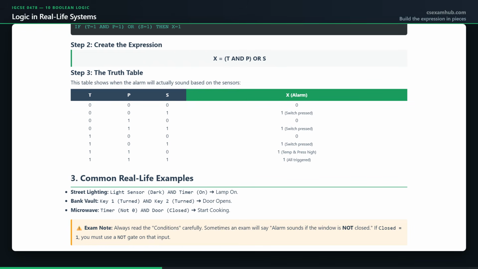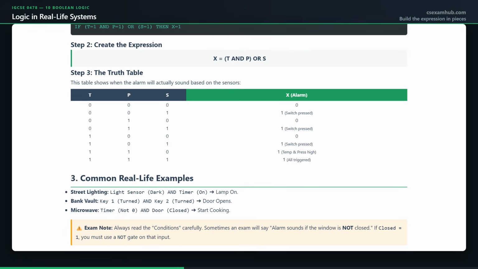Step 2 is the expression, and the trick is to build it in pieces rather than trying to write the whole thing at once. Take the first condition, temperature high and pressure high. That is T AND P. Now the second condition, the switch is pressed. That is simply S on its own. No operator needed because it is a single input.